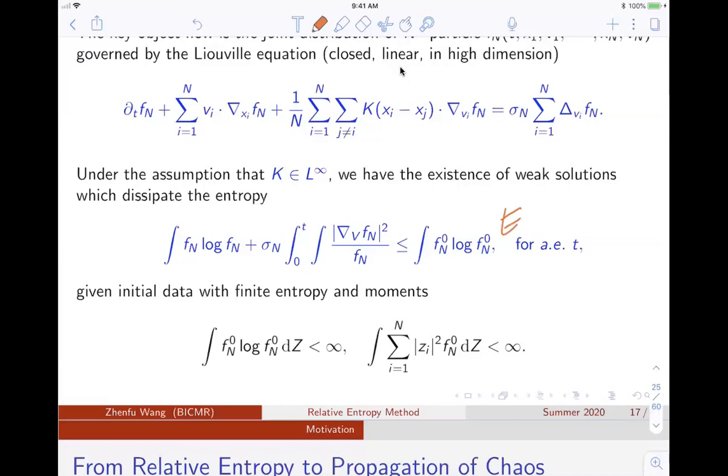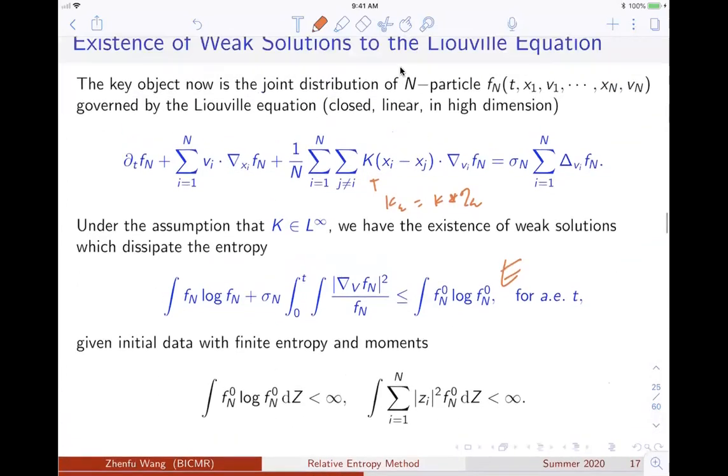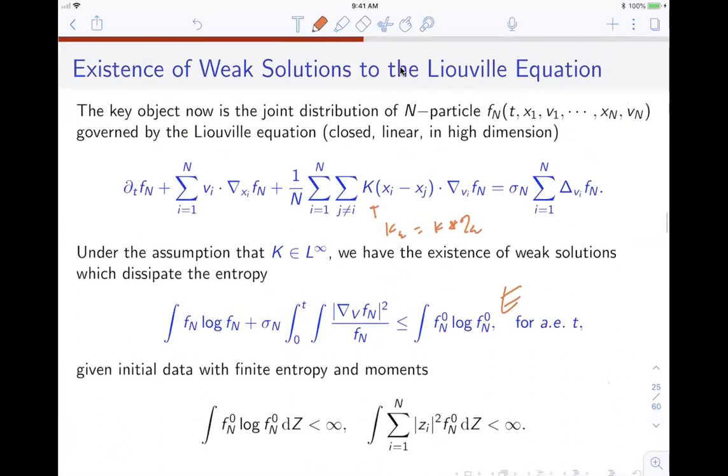This can be done by approximating the interaction kernel K. We can approximate K by K epsilon, where K epsilon equals K convolved with some mollifier, and then you send epsilon to 0. We are using weak solutions, and we don't have uniqueness of weak solutions, but later you can see that no matter what weak solution you use, it will always be close to the limit, the target, in the marginal sense. I won't talk too much about this part.